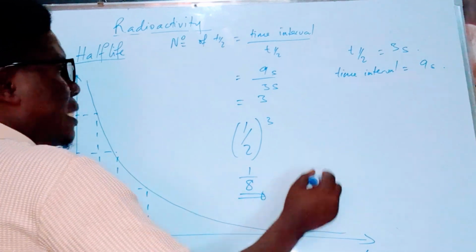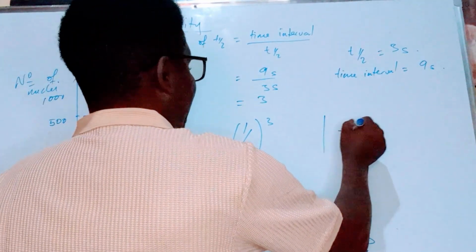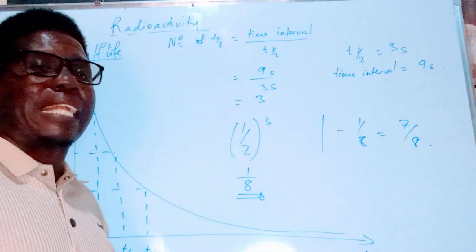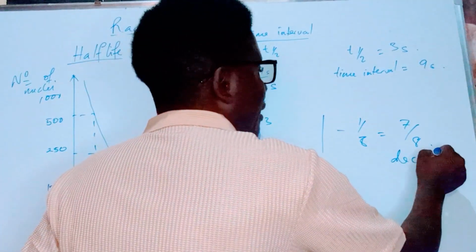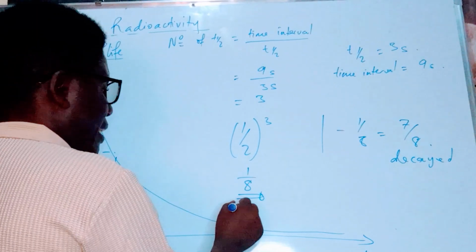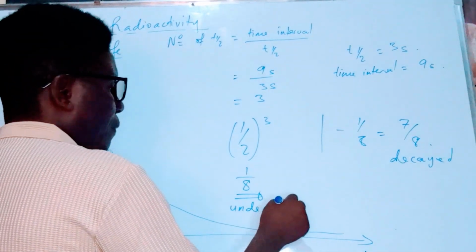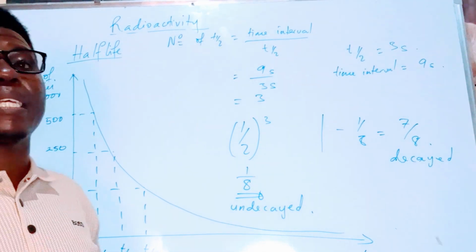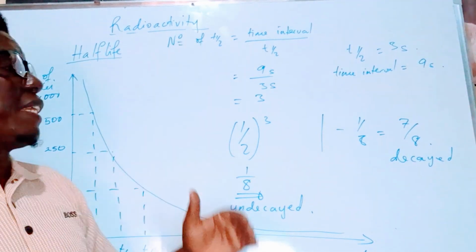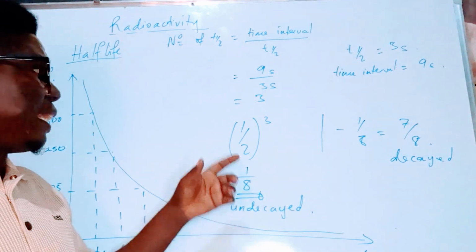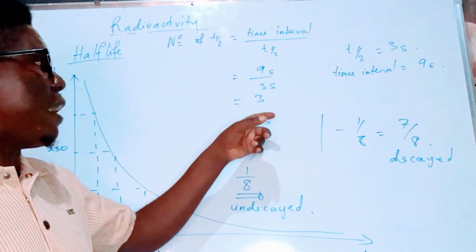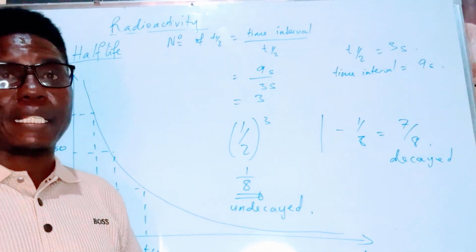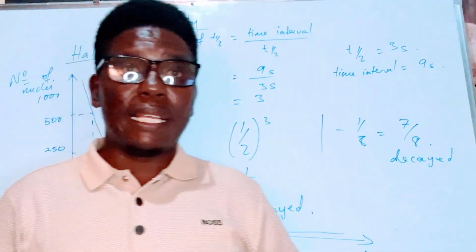So if we subtract 1 minus 1 over 8, we will get the fraction of the sample that will have decayed. So this one is undecayed. So you will find out that when you come across such questions, the first step is for you to find the number of half-lives, and then you take the number of half-lives and you put it as a power so that you get the fraction of the sample that remains undecayed.